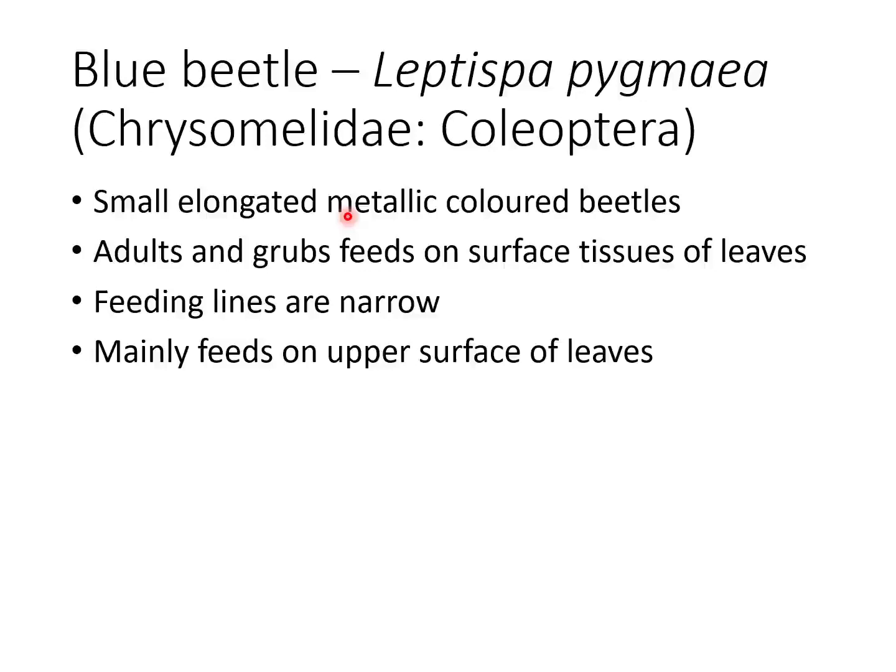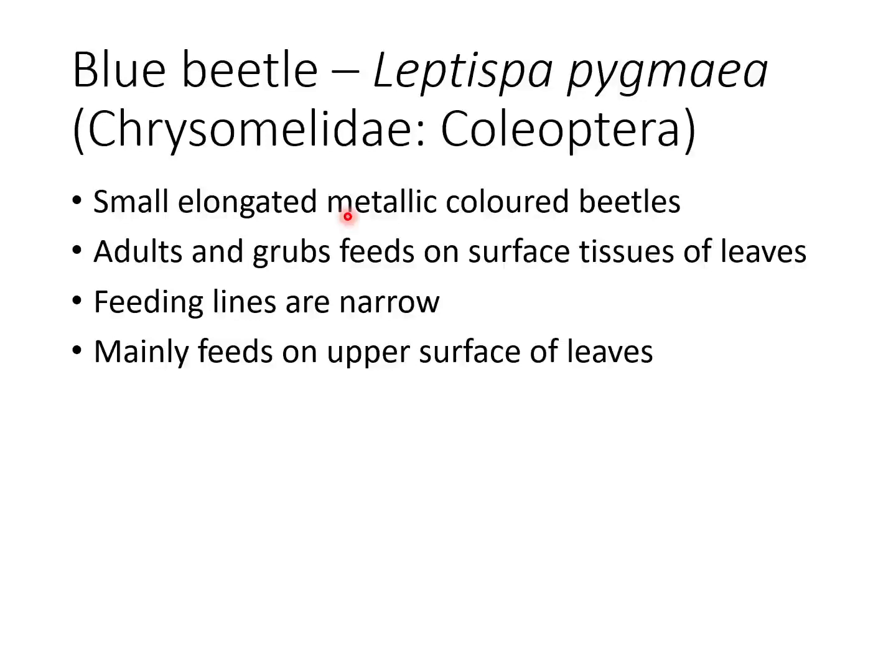of Chrysomelidae. Blue beetle Leptispa pygmy is not a major pest in Thrissur and other southern districts, but it is a severe pest in the northern districts of Kasaragod and Kannur, and sometimes it is also seen in Kozhikode and Malappuram district, but it's not a regular feature. But in Kasaragod and Kannur districts, this is one of the major pests infesting rice.